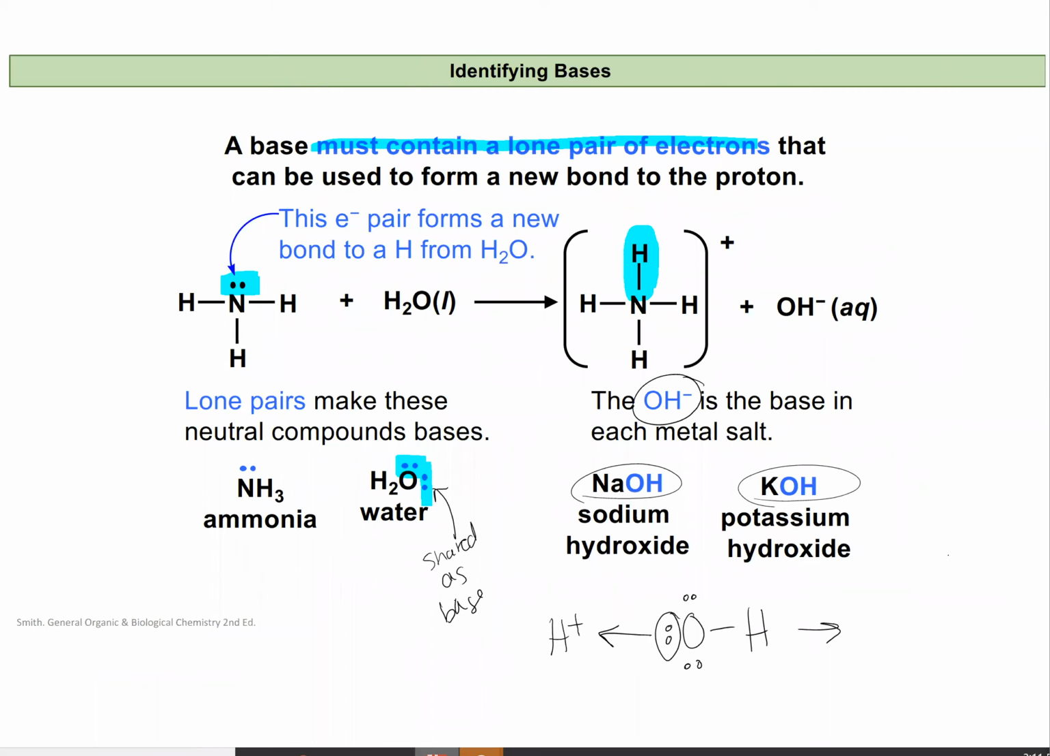to form a conjugate acid, which we'll talk about here in a second. But it'll form a product that now has a new bond to a hydrogen. So to identify a base, look for lone pairs.